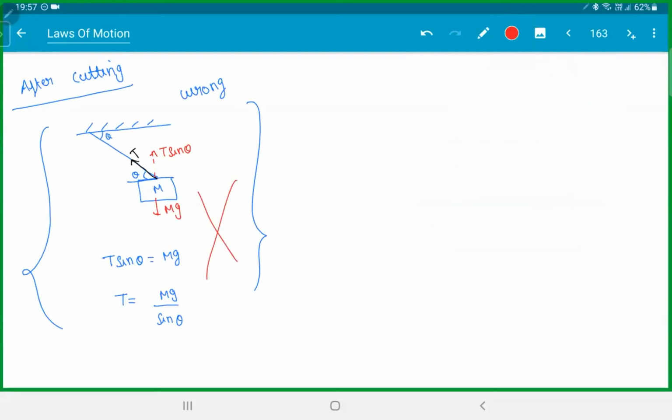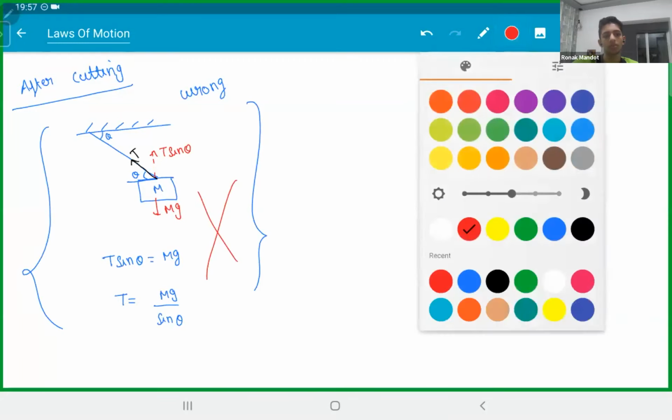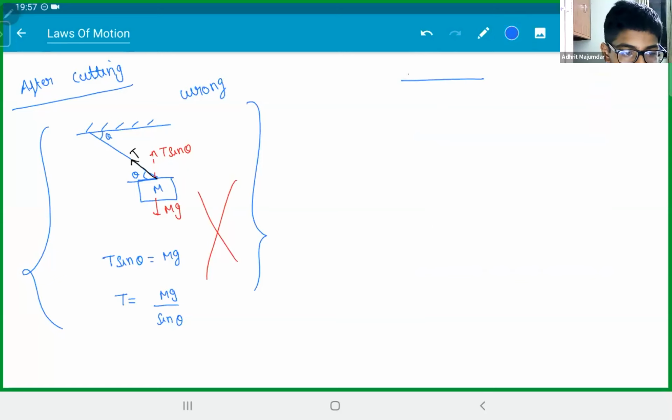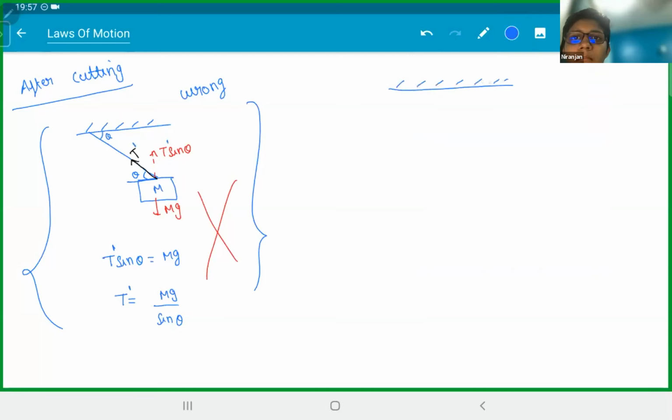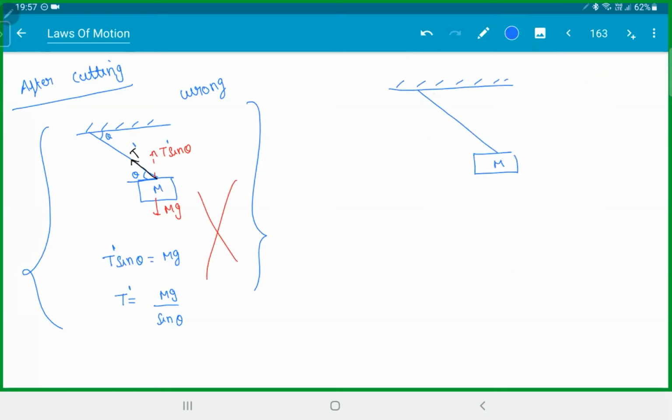Why is this wrong? Tension has changed. Tension has changed. So let's take that as T dash. Theta is not changing; at that instant, immediately, theta has not changed. What is the problem? This is the catch.